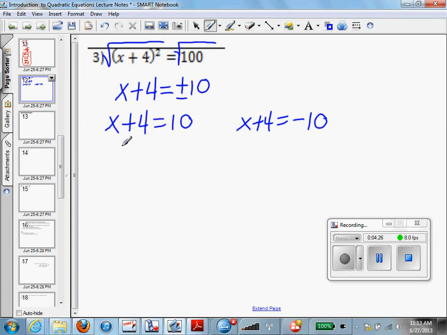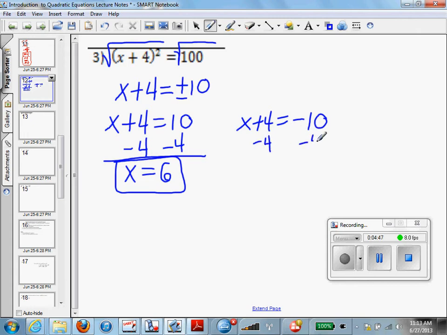So in this first part, x plus 4 equals 10. To get x by itself, let's subtract 4 on both sides of the equation, leaving you with x equals 10 minus 4, where x is equal to 6. On this other piece of the problem, we have x plus 4 equals a negative 10. To get that x by itself, let's subtract 4 on both sides of the equation, leaving you with x equals negative 10 minus 4, that's going to be a negative 14.